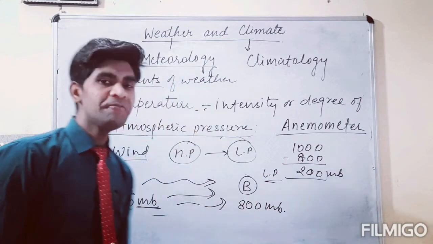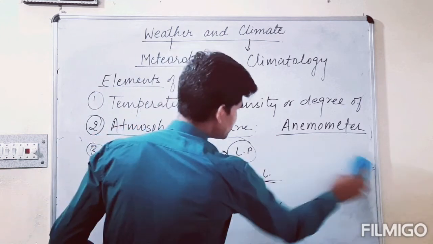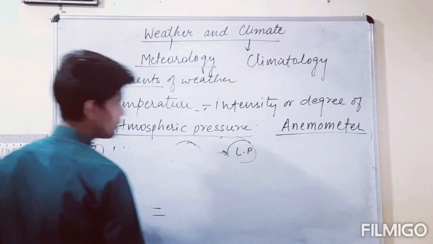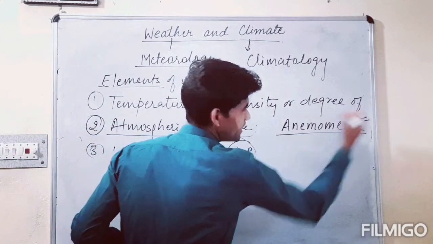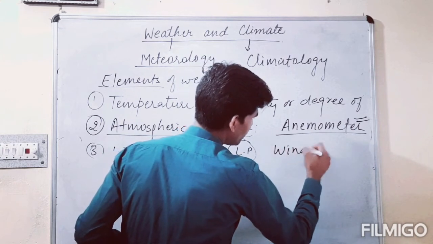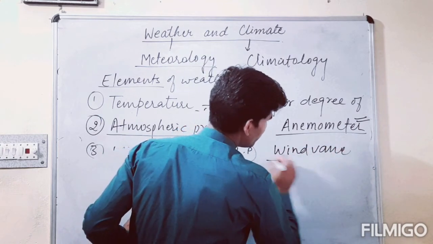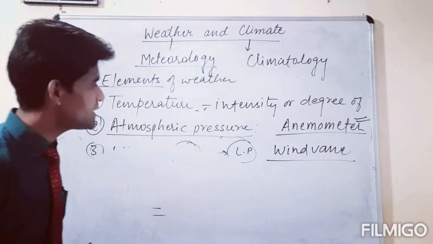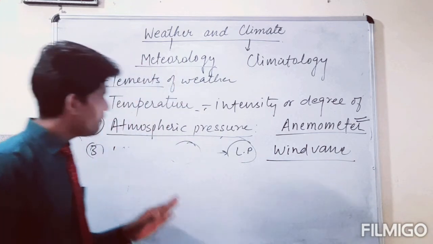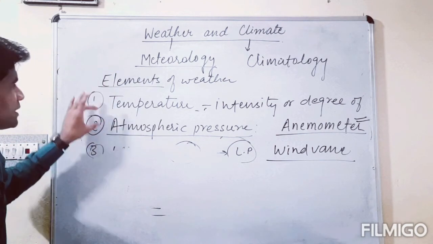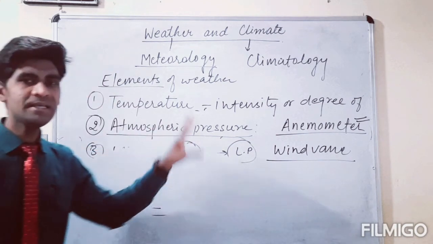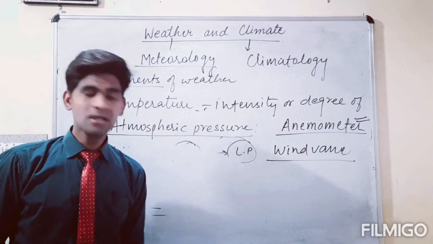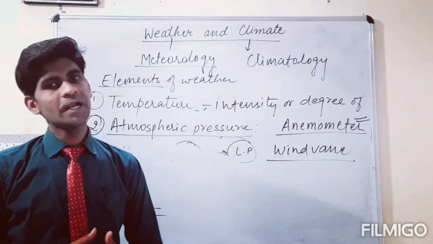And the second instrument is the wind vane. Anemometer measures the speed of the wind, and the wind vane is used to determine the direction of the wind from which it is flowing. So what we have discussed today, the temperature, the atmospheric pressure, and the wind, these are the factors which influence the weather condition of a particular region.